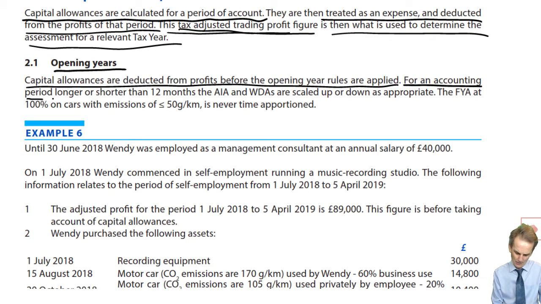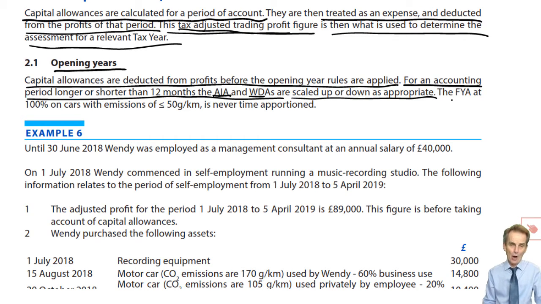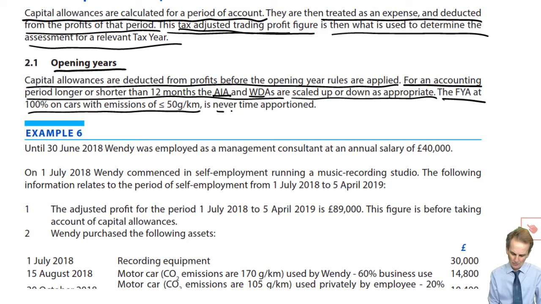For an accounting period longer or shorter than 12 months, it is the AIA and the WDAs that need to be either scaled up or down as appropriate based on the length of that period by comparison to 12 months. Any FYA, 100% on cars with low emissions, of course, that's never time apportioned. Whether your accounting period is 3 months, 6 months, 9 months, 12 months or 15 months, it doesn't matter. It's a one-off allowance because you incurred that expenditure in that period. It is never time apportioned there.